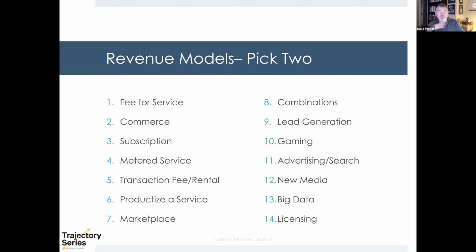When you think about this in the context of a spreadsheet, the thing I like about revenue models is that it forces you to go from a hand-wavy concept to having to pick numbers that go into a spreadsheet. Because when you have to do that, it has to get very specific. It actually gets very tangible.